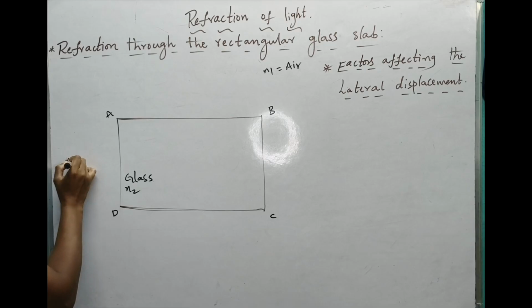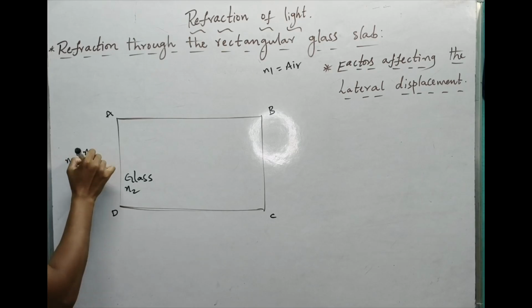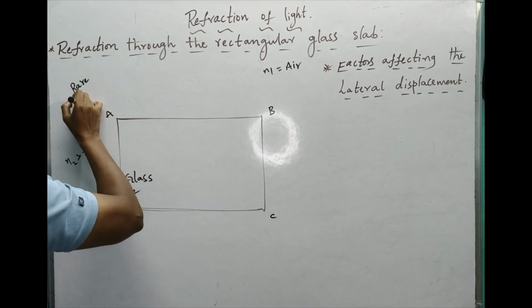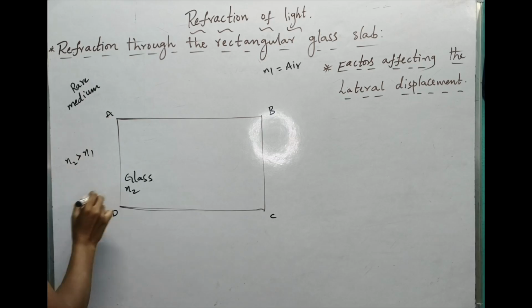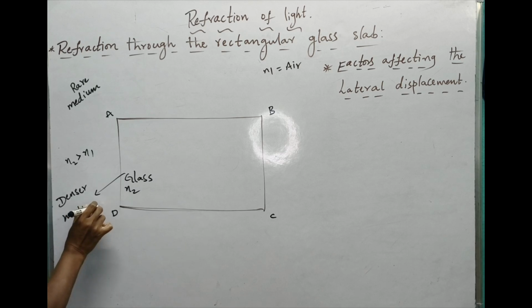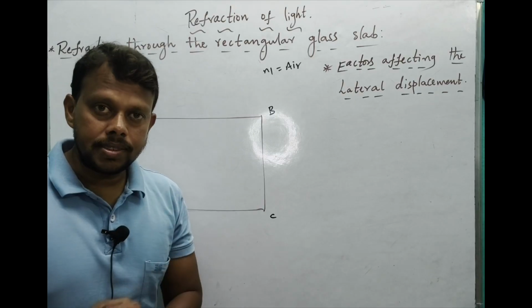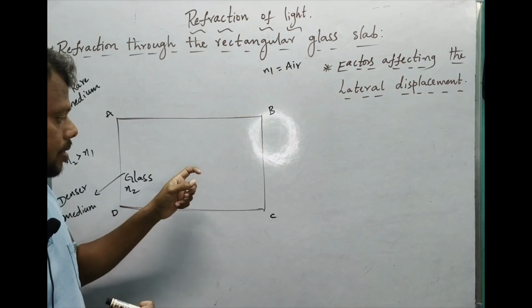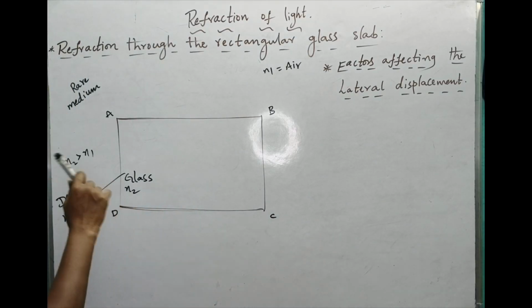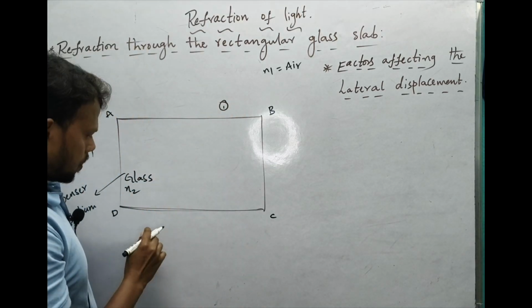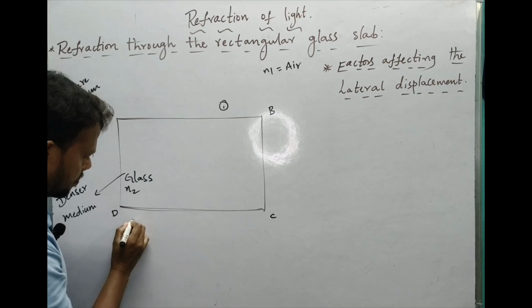We know very well the refractive index of glass is greater than the refractive index of air. I mean air is the rarer medium and glass is the denser medium. There are 2 refractions that take place through the rectangular glass slab. First, rarer to denser. Second, denser to rarer. So AB is the first refracting surface, and DC is the second refracting surface.